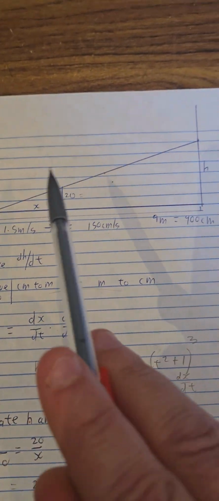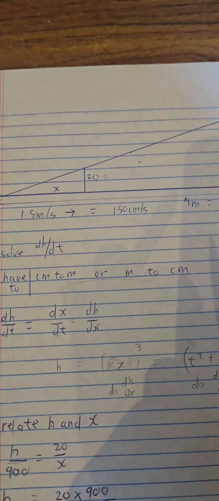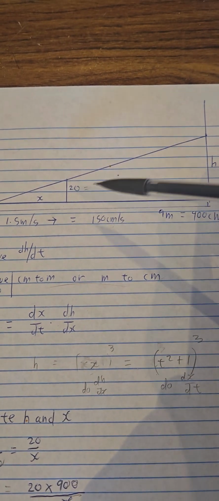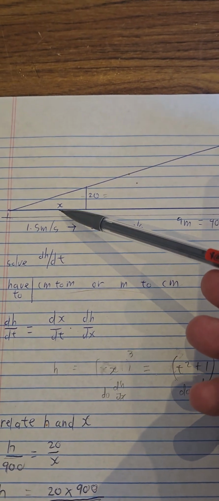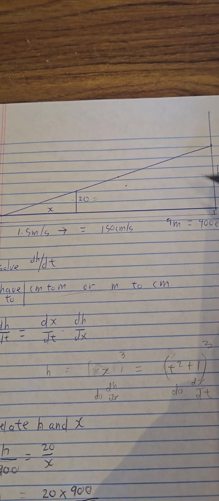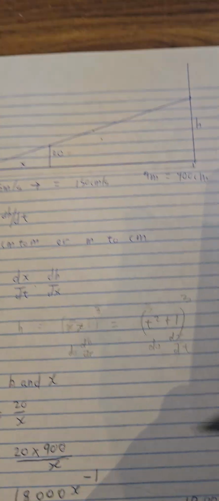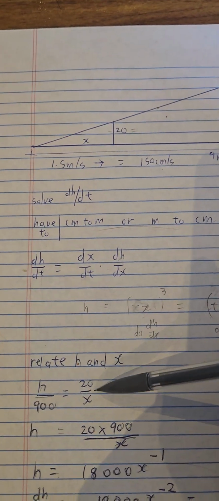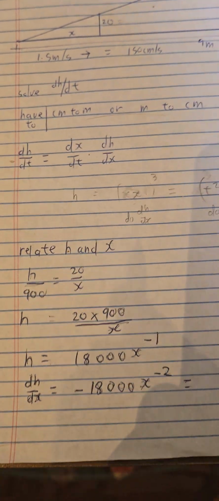So what I do is I find a relationship between h and x. I see similar triangles. This triangle and the big triangle are relative to each other, the same triangle. It's a different size, but they're similar. The parts are the same relative to each other. So 20 divided by x is the same as saying h divided by 900, because I converted that into centimeters, because in the big triangle, that 900 is a constant. Okay, so there's my equation. h over 900 equals 20 over x. I isolate h. h is 20 times 900 over x.